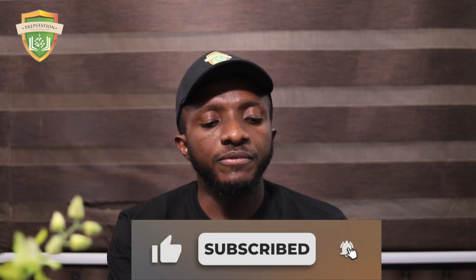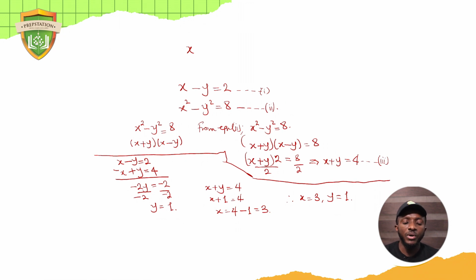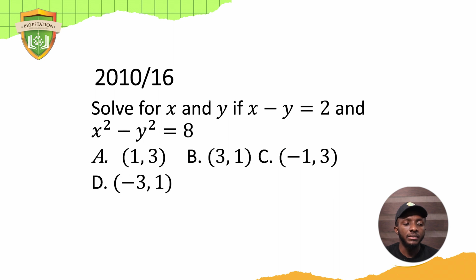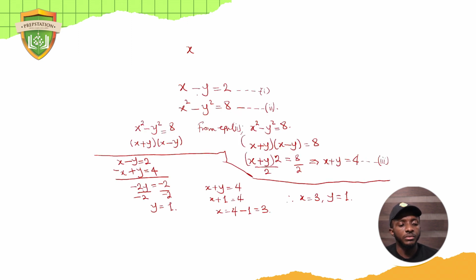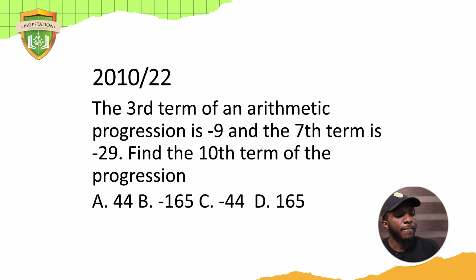So the last question we solved, if you remember, we got x equals 3 and y equals 1. If we go back, we'll find that the correct answer is option B, x equals 3 and y equals 1. It's more like putting them in coordinates. If you remember your coordinates, this is like saying x equals 3 and y equals 1. Okay, so now let's look at this question.